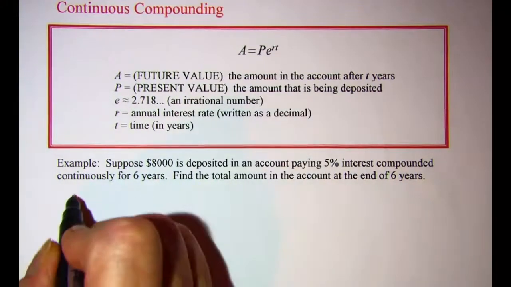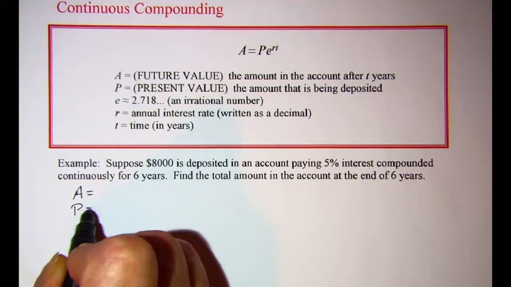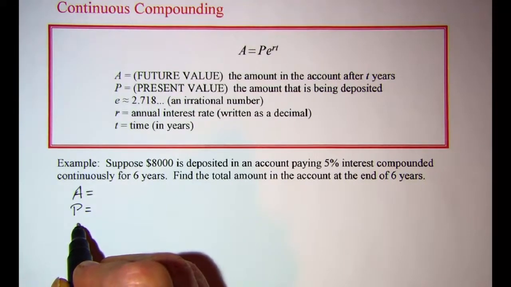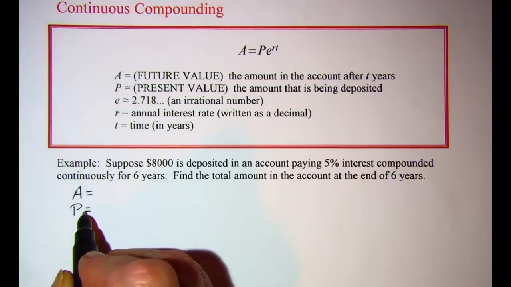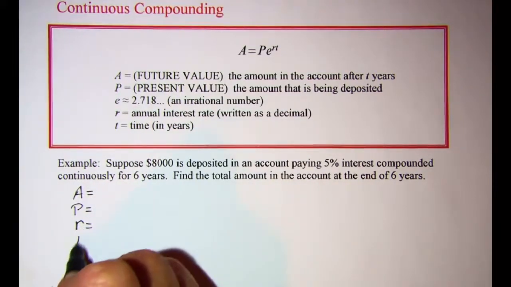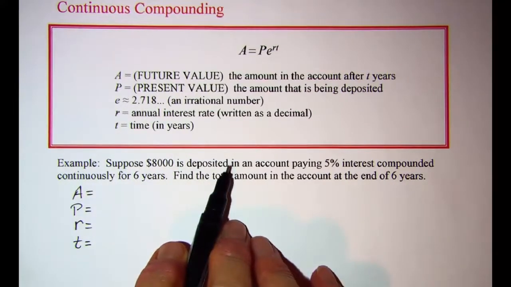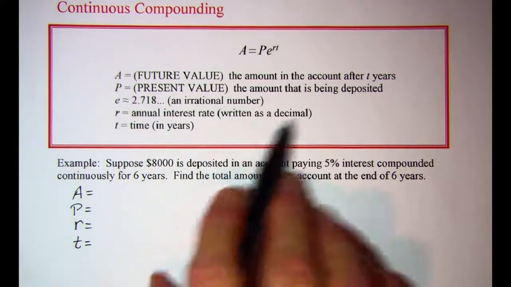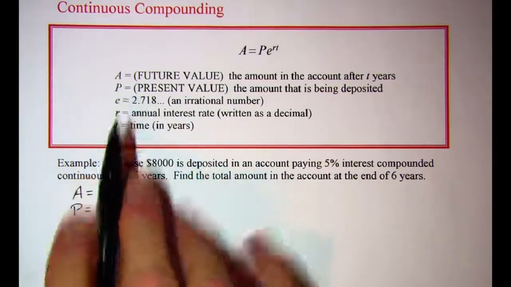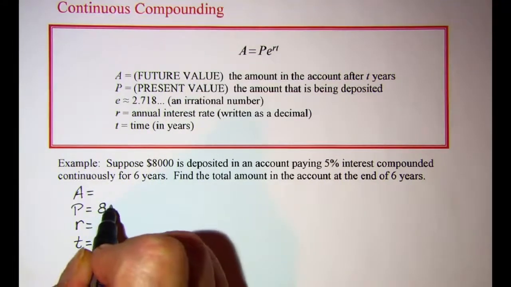So let me write the variables A, P. We don't need to write e because we know what that is. That's a number that we'll use from the calculator. R and t. Suppose $8,000 is deposited. So the amount deposited is our present value. So the P in the formula is going to be $8,000.